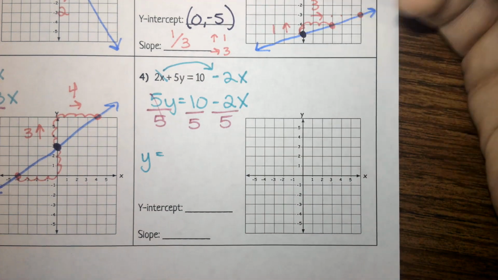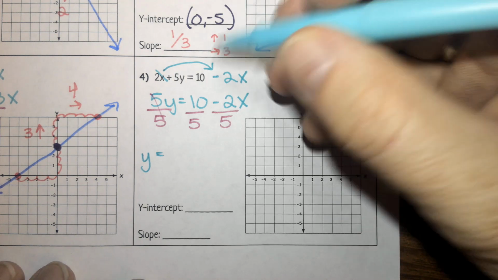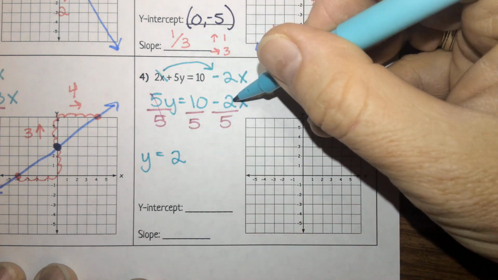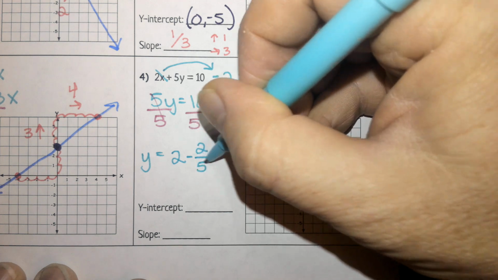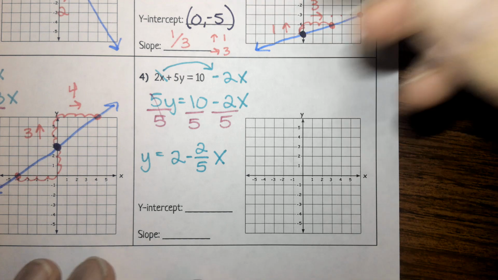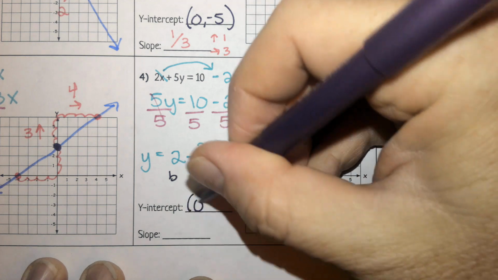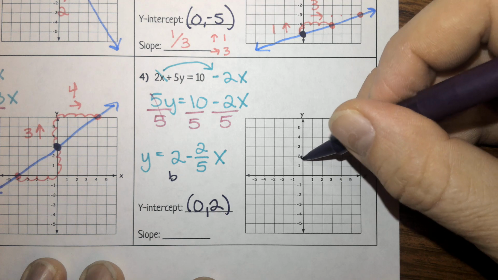Not really, it just reduces to 1, but we say cancel out. Same thing. So y equals 10 divided by 5 is 2. Negative 2 over 5, we cannot reduce, so we just leave it as negative 2 over 5 x. Okay, so our b, the number with no x, is 2. So the y-intercept is (0, 2). On the y-axis, go to 2 and put a point.